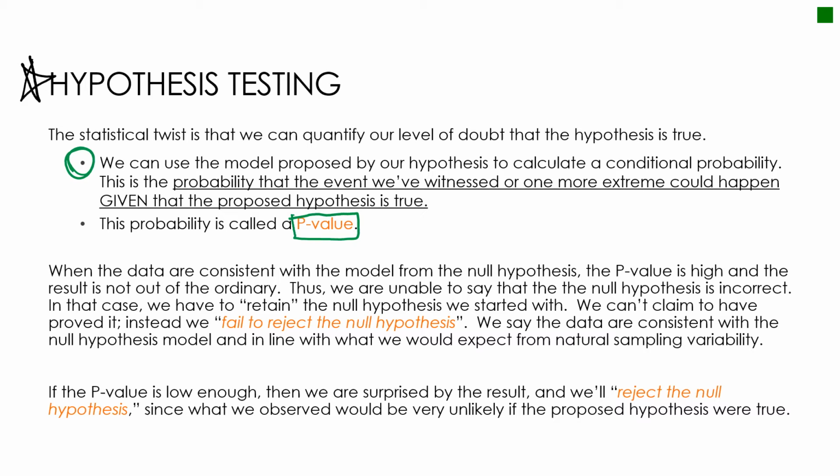So what I'm going to do is find the probability that the event I've witnessed, or one more extreme, so even higher or even lower depending on the situation, could happen given that the proposed hypothesis is true. Given the hypothesis is true, how likely is it that I would find a sample like I did? And that is called a p-value.